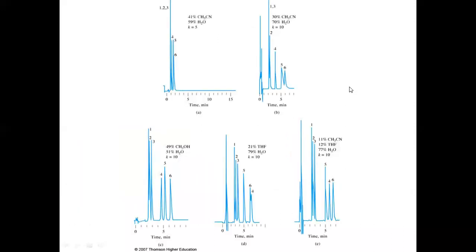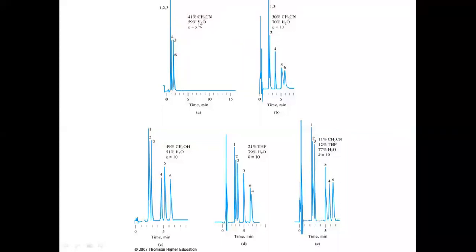So, here also I have presented many chromatograms for the separation of three compounds which are present in a mixture, by using acetonitrile and water in a 41 to 59 mixture, which has a capacity factor of 5. But there is more overlapping between the peaks of the six compounds 1, 2, 3, 4, 5, 6, and these six compounds were shown in the previous slide. So overlapping is present here.